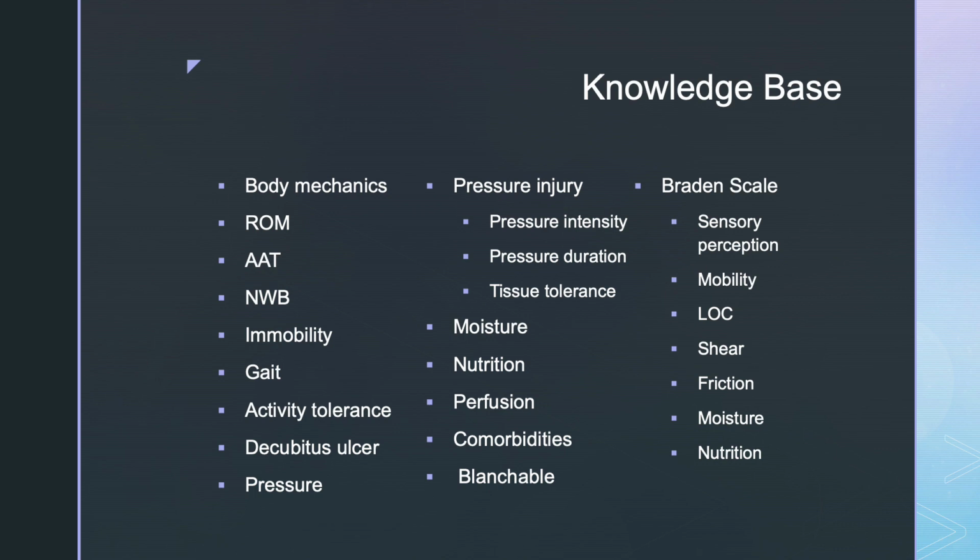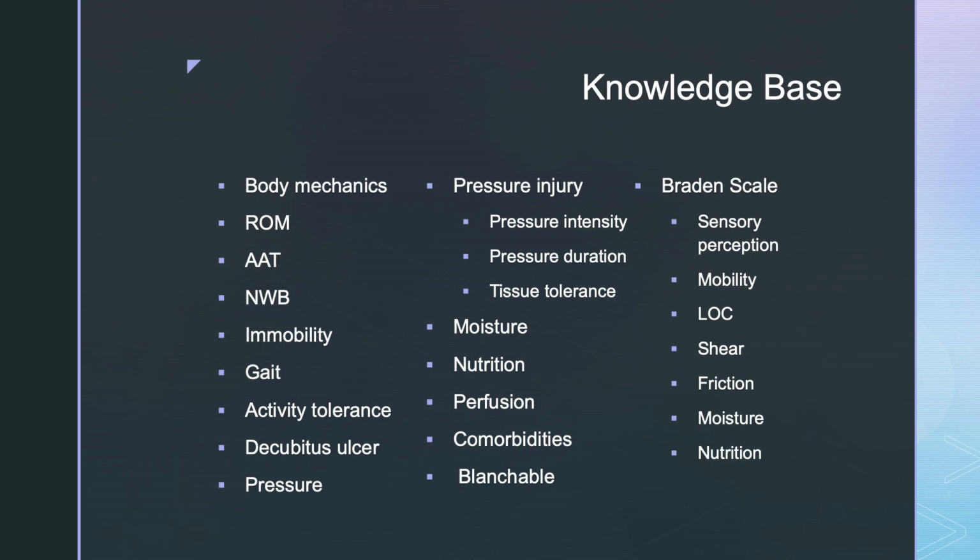ROM stands for range of motion. We will get patients to do active and passive range of motion exercises. Physiotherapists are also a great resource to help us do this with our patients. AAT means activity as tolerated. So physicians typically give us an order on the activity level that the patient can do. So activity as tolerated would be that a patient can do anything that they are able to do activity-wise. Some patients, however, are ordered bed rest or non-weight bearing status. NWB would be non-weight bearing status.